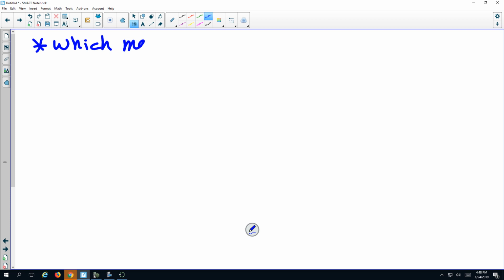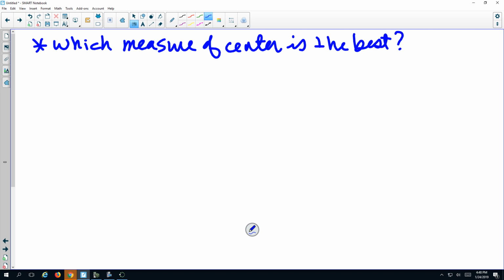Which measure of center is the best? So it depends. The answer is it depends. But we're going to write out what I just said.